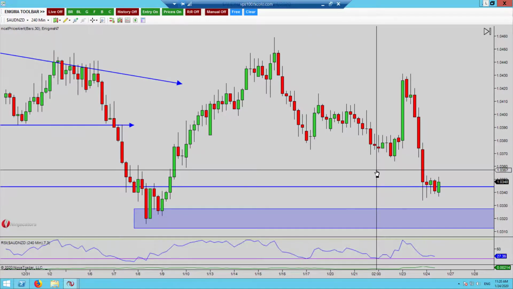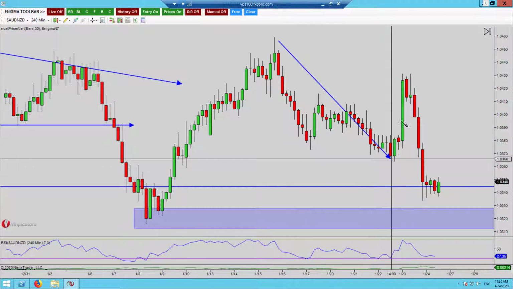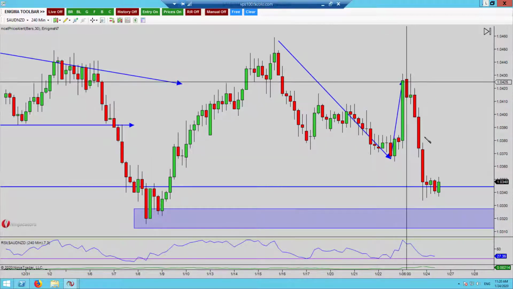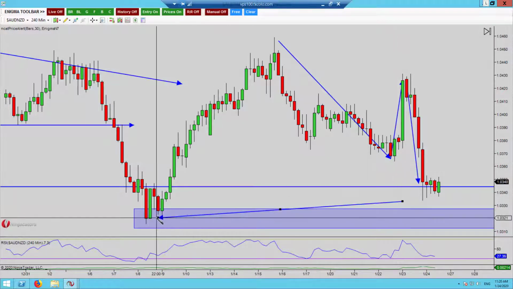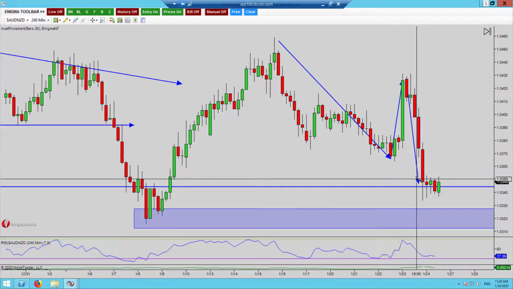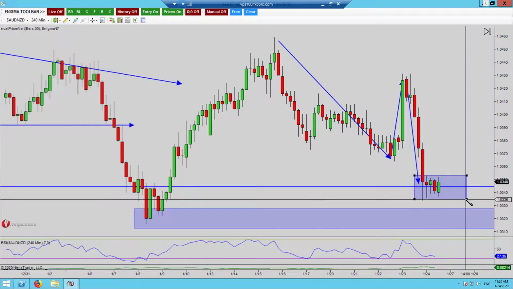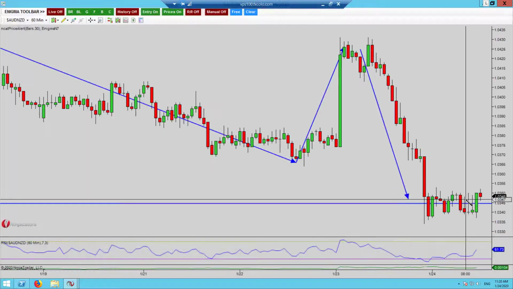Down to the 240, what have we done? Well, we had a move to this point, a pullback, and then we've seen a very directional move, violating the structure level and not reaching the lower structure level. After a directional move and violating a major structure level, we are now seeing sideways movement. Classic sign that we're holding an area before we're going to see a move in one direction or the other.